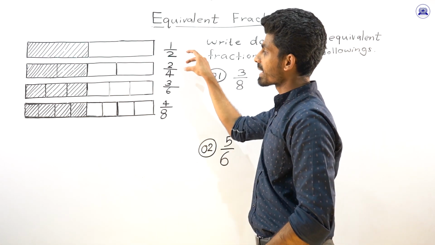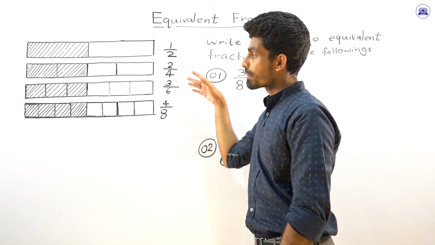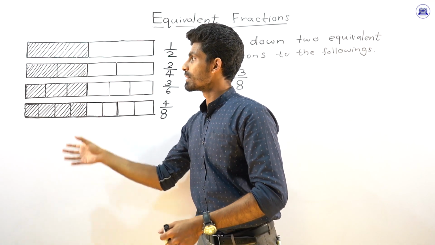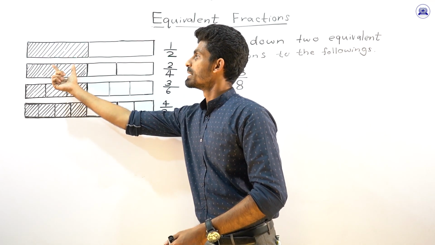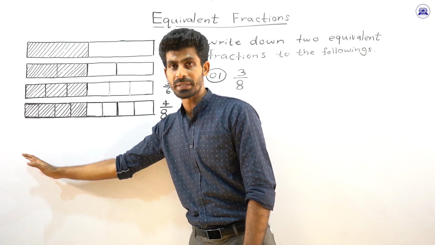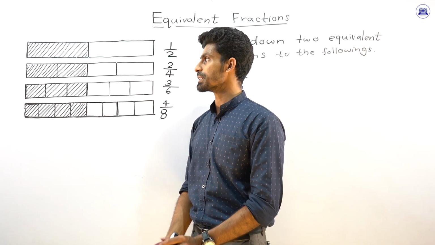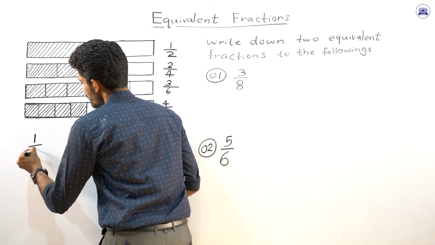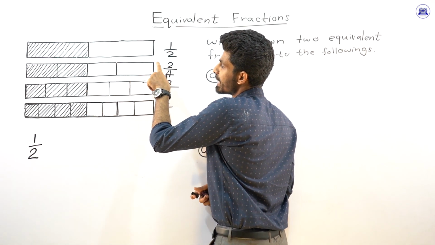You can see those fractions are different, but you can see the portions, the length and the magnitude. Those portions are the same. I have colored the same portion. So I'm going to learn about that one. 1 over 2. Let's consider that figure.